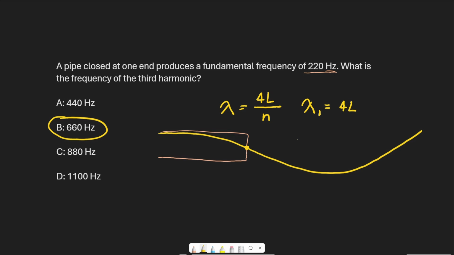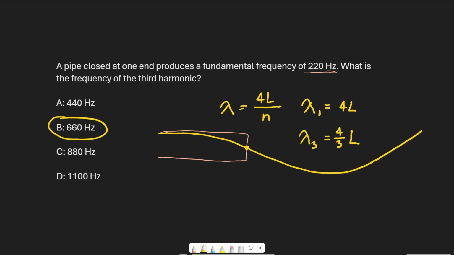And then the wavelength of the third harmonic, let me fix that, it's going to be equal to 4/3 L, right? So essentially the third harmonic's wavelength is going to be 1/3 of the wavelength of the first harmonic, right?